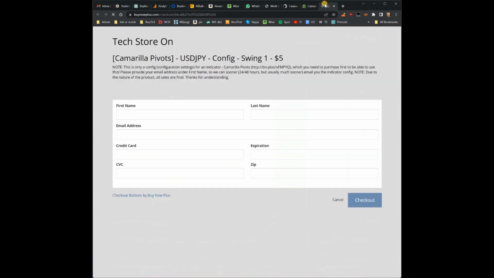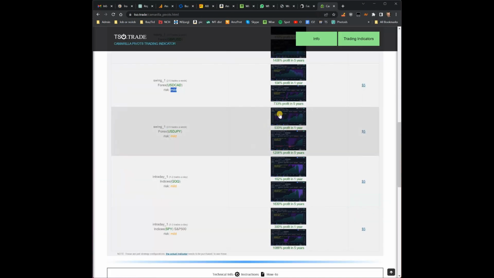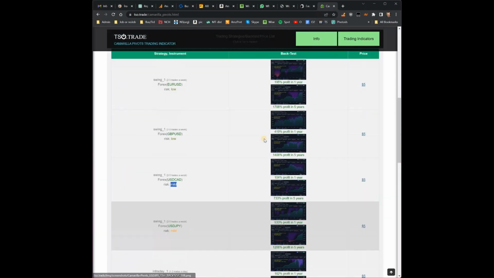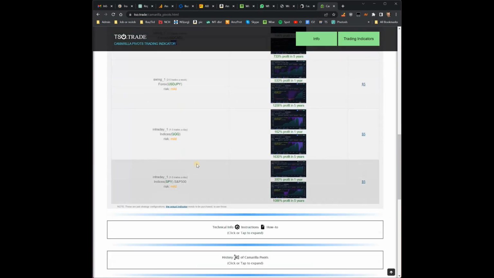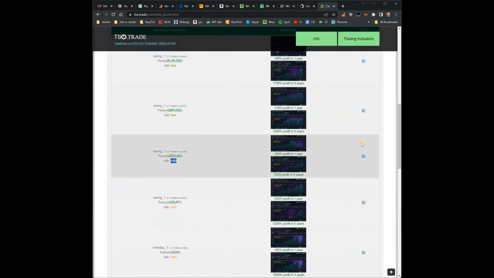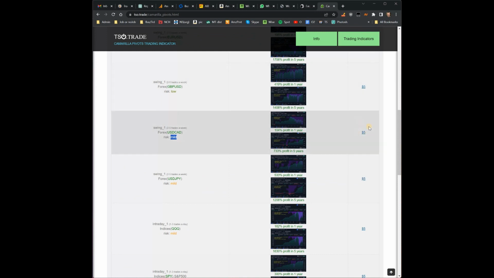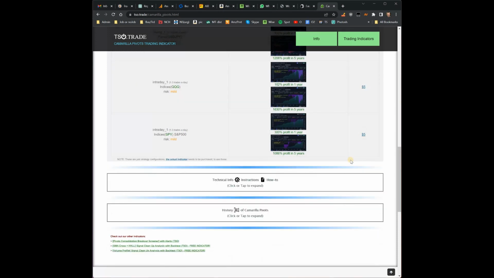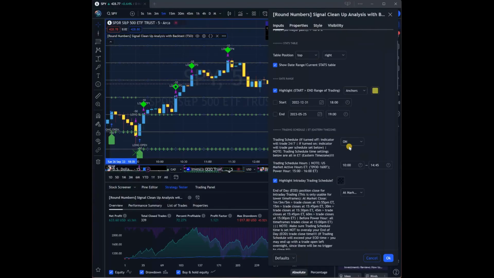These are just $5. You just buy them, then we will provide the actual config. You just put it in and start trading. Just please note you need the actual indicator to use those configs, and I think it's fair because the amount of time it takes to find these is a lot, and if you don't have that time, you can just buy them.